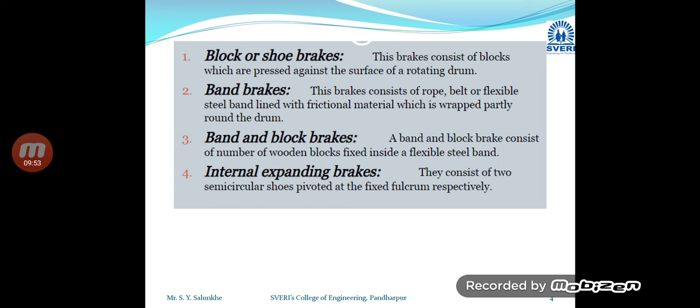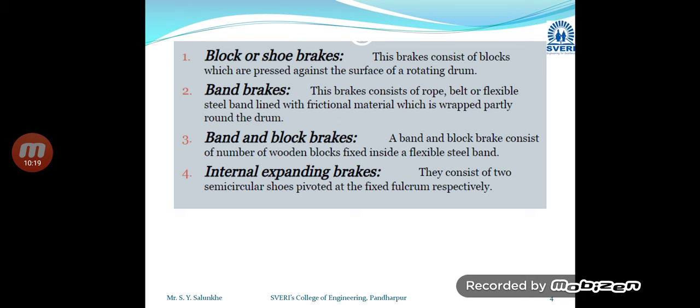Then next type is band brake. In case of band brake, a rope or belt or flexible steel band, that is a very thin flexible steel band, is wound on the rotating part or rotating drum, and with the help of that the force is applied to stop the rotating drum. So that is called band brake.